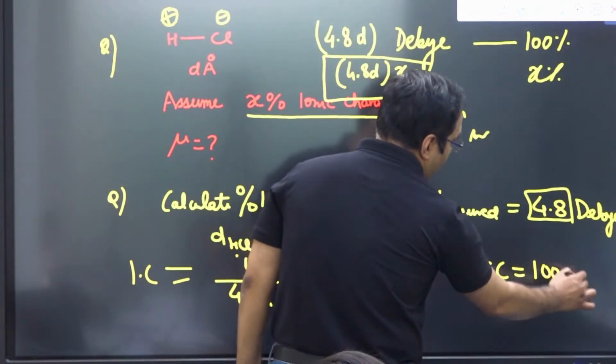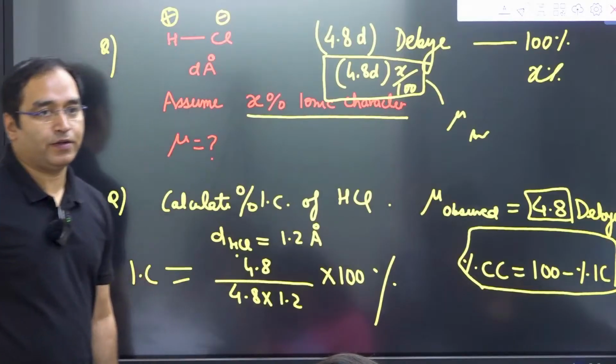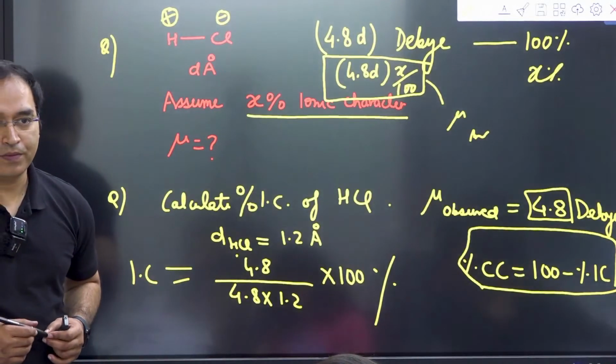100 minus percentage ionic character is called covalent character. Is it clear?